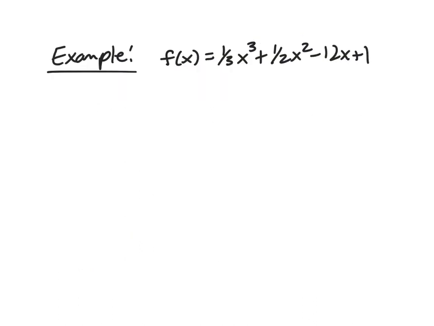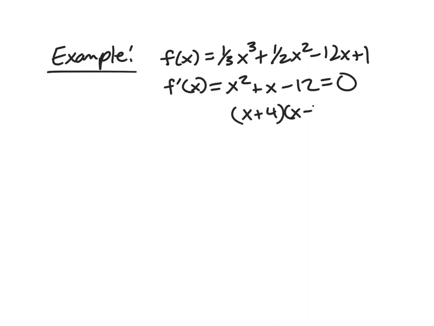Okay, so let's look here and try to find the relative max and relative min, if they exist. Not necessarily the absolute ones, but any relative max or min of this function. We actually did this in the last video on the first derivative test, and we're going to check to see that these agree, but show that they are indeed different. So f prime here is going to be x squared plus x minus 12. And the first thing you want to do in either test is find your critical values. So here we have x plus 4 times x minus 3, and thus our critical values are x equals negative 4 and x equals 3.